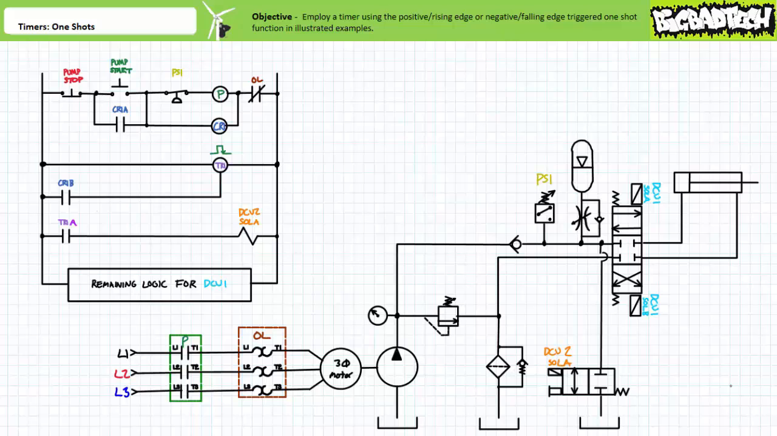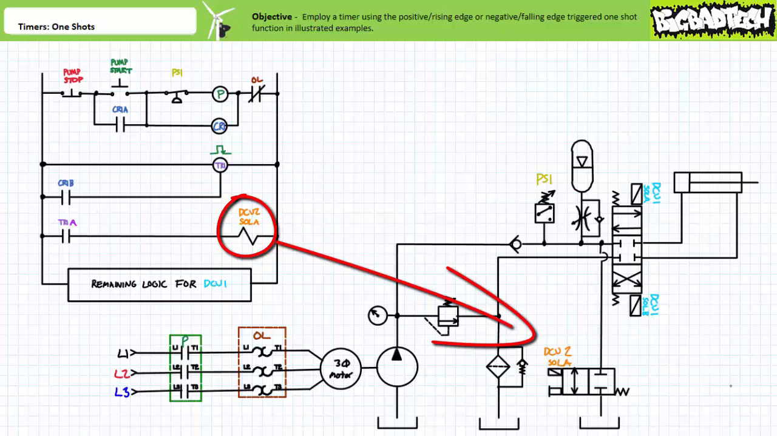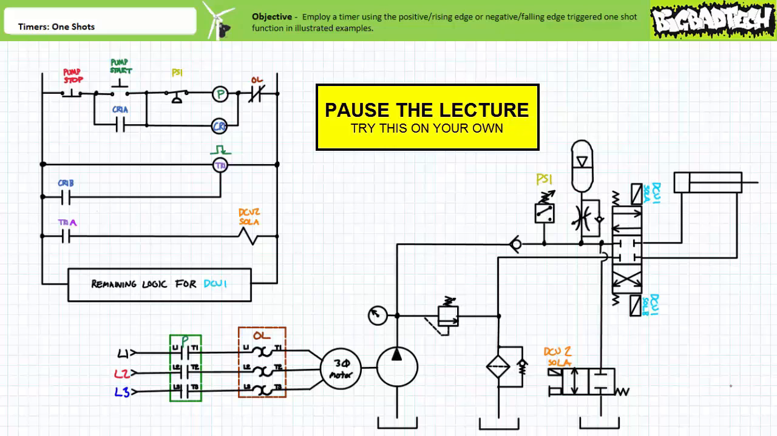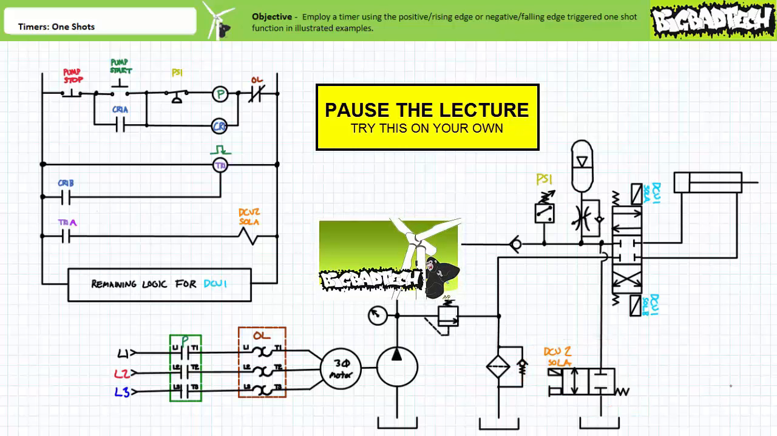The part we are interested in features the P contactor coil, which energizes a motor-driven pump, and DCV2 Sol A, which shifts the normally closed directional control valve 2 into an open position. By all means, pause the lecture and see if you can walk yourself through this system and see how it works. Quick hint, note the accumulator in this circuit and its relation to DCV2. If you have no idea what an accumulator is, by all means check out the accumulator lecture available at the Big Bad Tech channel.